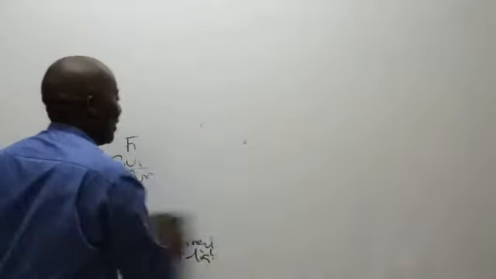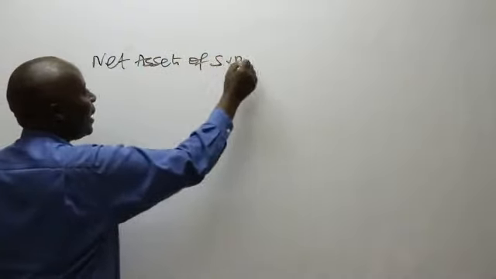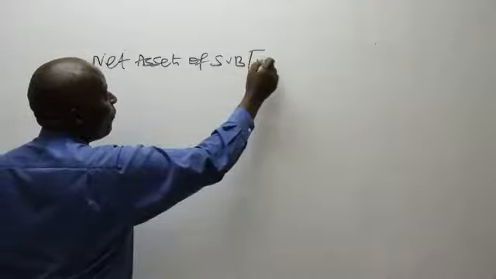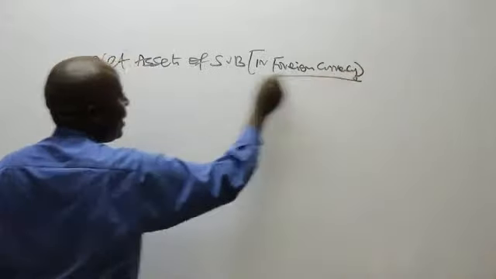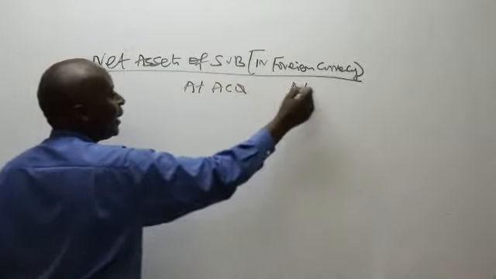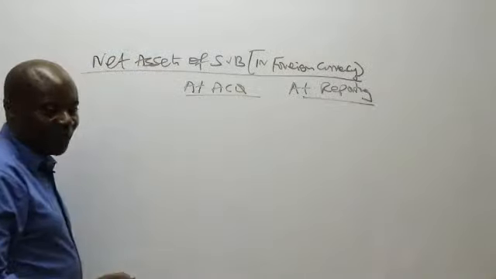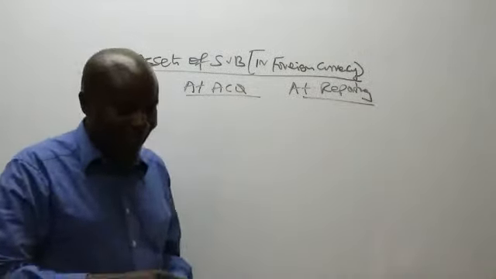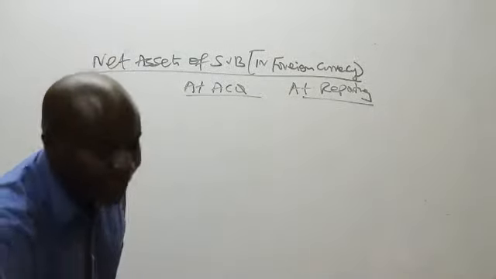So to finish the balance sheet, we start with the net assets of the subsidiary. Write net assets of the subsidiary now. And these must be given in foreign currency. So remember, net assets is at acquisition and at reporting. Net assets at acquisition and net assets at reporting.